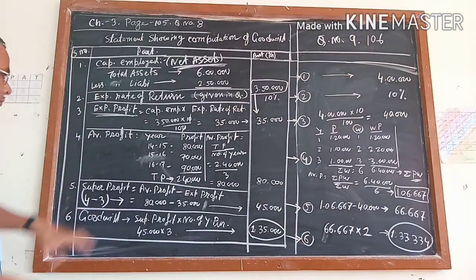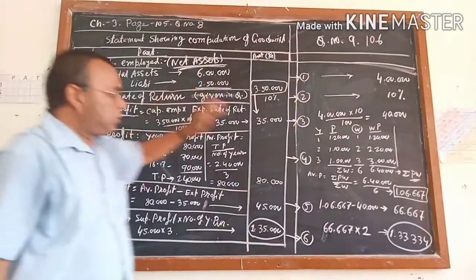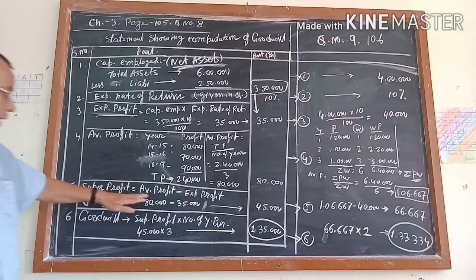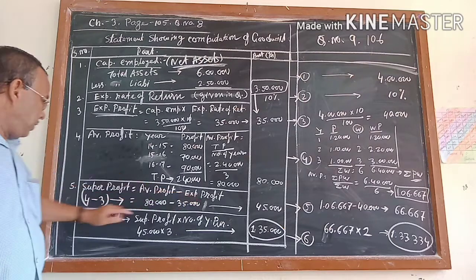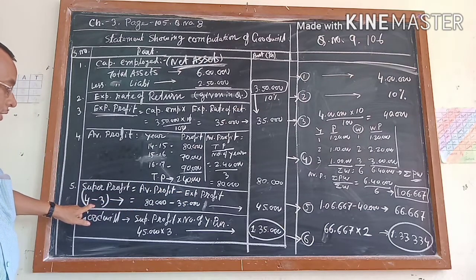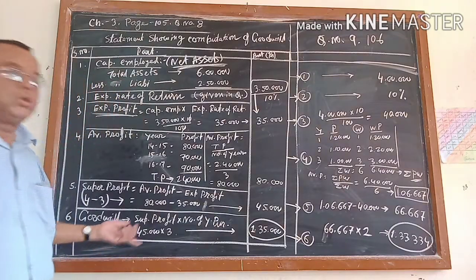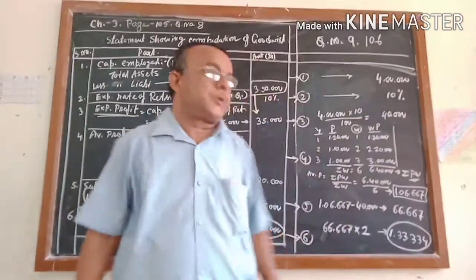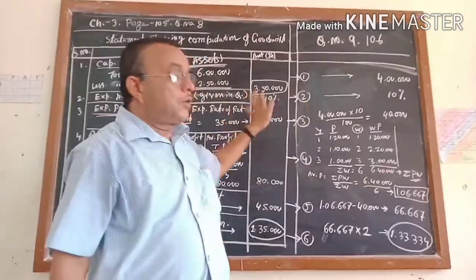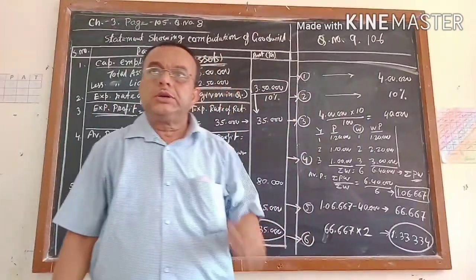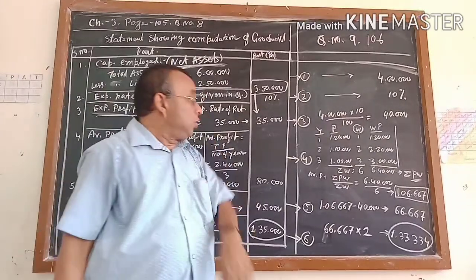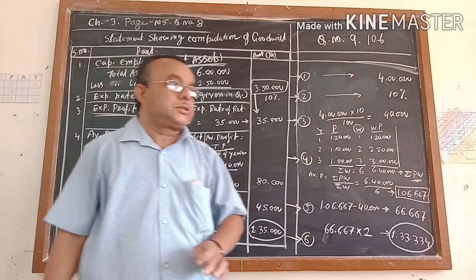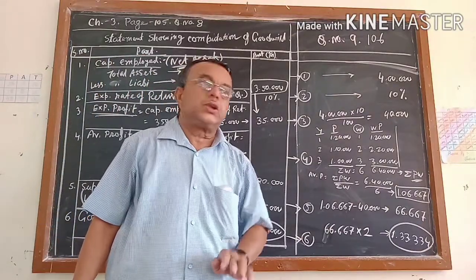Fourth step, average profit. Here simple average profit method, and here weighted average profit method we apply. Fifth step, the average profit minus expected profit, that is fourth step minus third step, 45,000. And the goodwill, the last step, everyone of you knows, you have to multiply by number of years purchase. Here I have done 2 sums of the super profit method. In the next video I will do the fourth method, capitalization of average profit method, that also will follow.